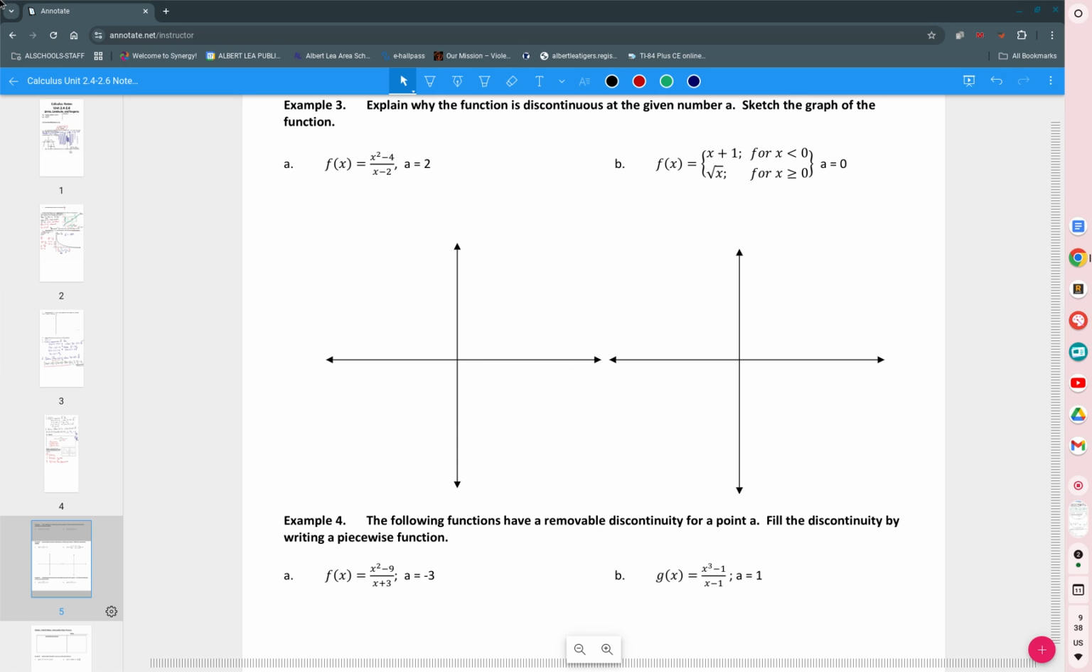I heard somebody say the other day that they needed more practice with piecewise functions. So I thought, let's just bring it back. What we want to do is explain why this function is discontinuous and then sketch a graph of the function. So we have f of x equals x squared minus 4 over x minus 2. Does everybody agree that this is going to be discontinuous at 2? Yeah. Why? Because it produces 0 in the denominator. Everybody good there? Okay, so let's just sketch the graph. We're going to do x minus 2 times x plus 2 over x minus 2.